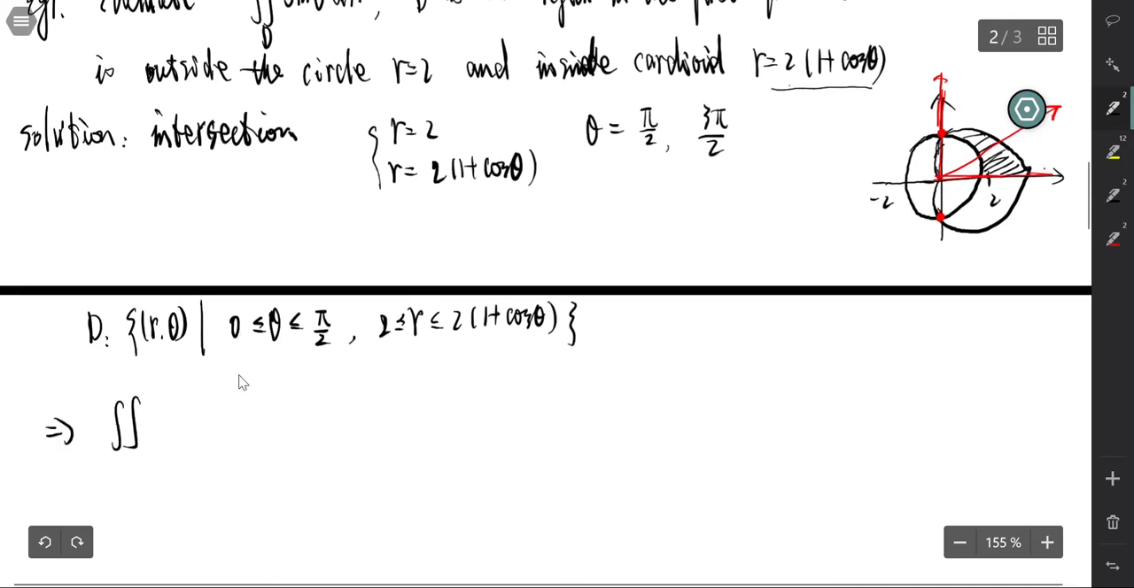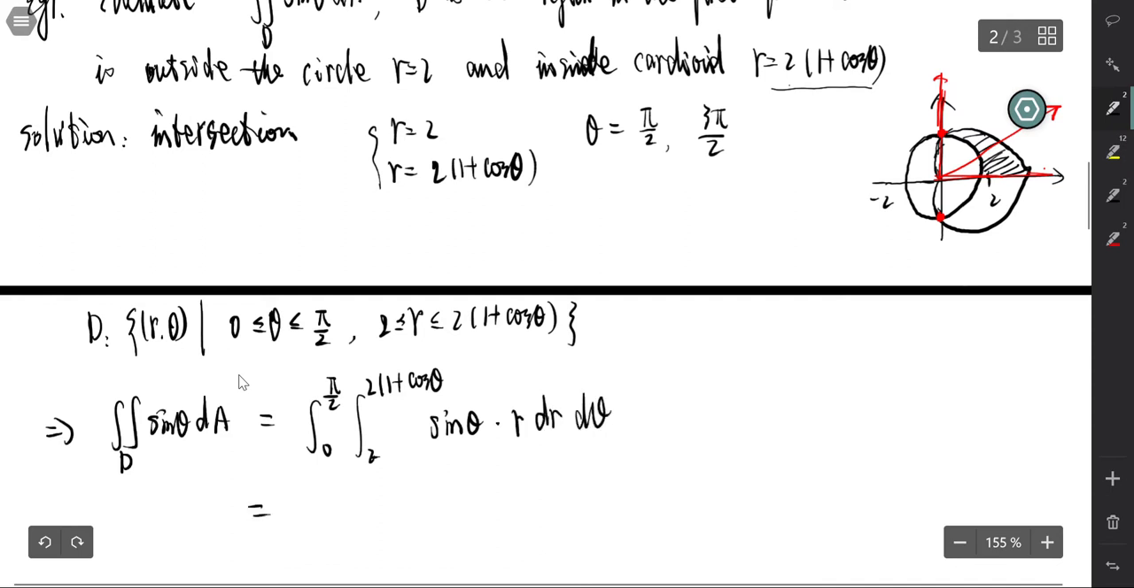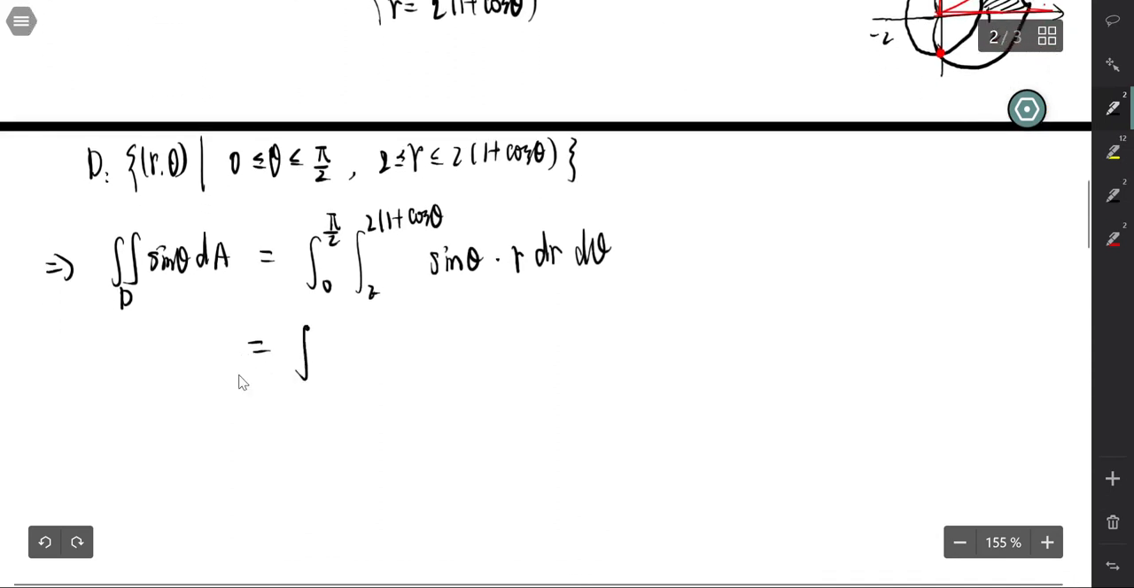So the double integral of sine theta dA equals the integral from 0 to pi over 2 and from 2 to 2 times 1 plus cosine theta. The integrand is sine theta, and dA is r dr d theta. Then we integrate r first, that is 1 half r squared from 2 to 2 times 1 plus cosine theta, then times sine theta d theta, from 0 to pi over 2.